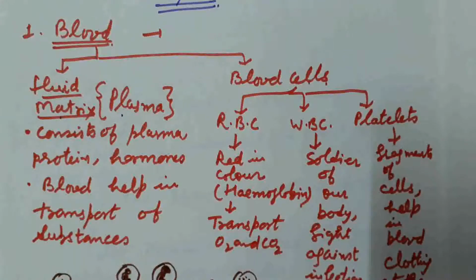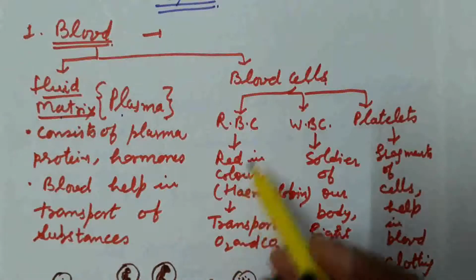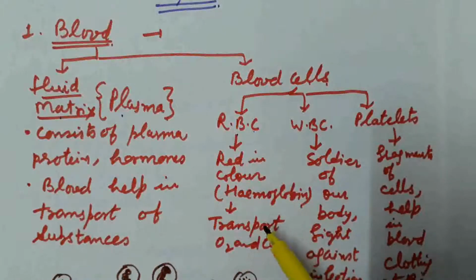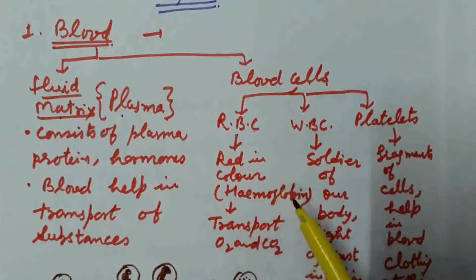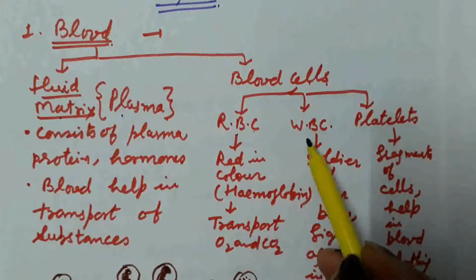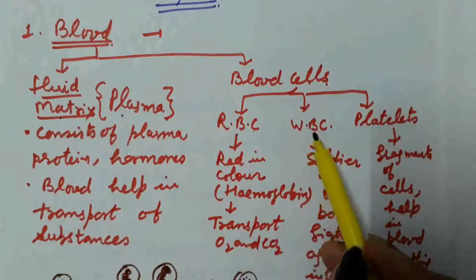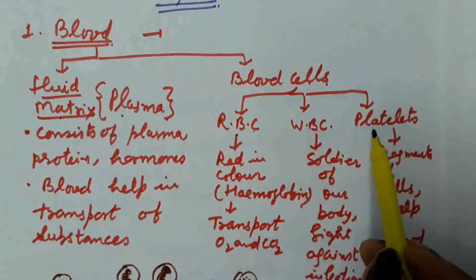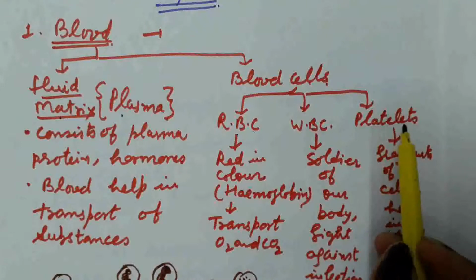Inside the blood plasma there are various cells. Three types of cells are present in the blood. RBC, that is red blood cells, which we also call erythrocytes. Second, WBC or white blood cells, which we also call leukocytes. And the third type of cells, platelets.